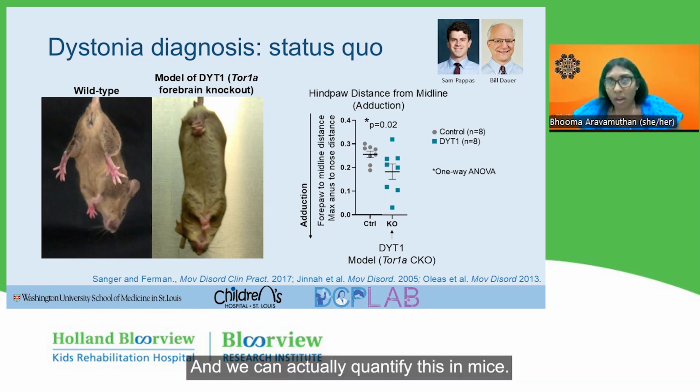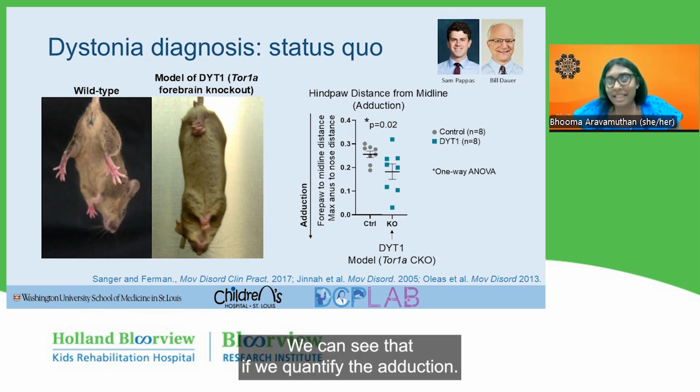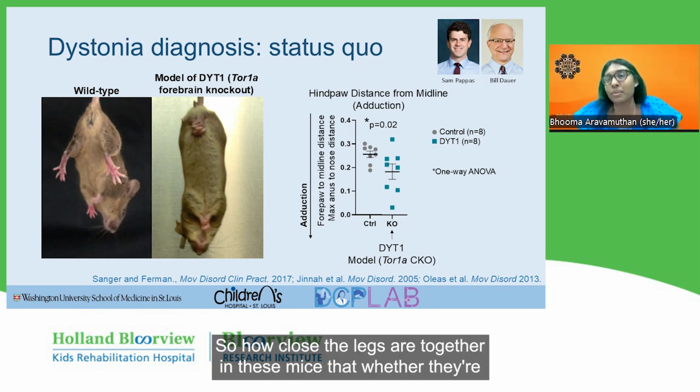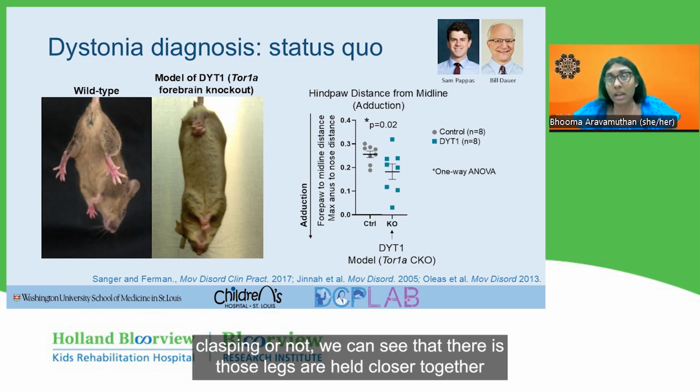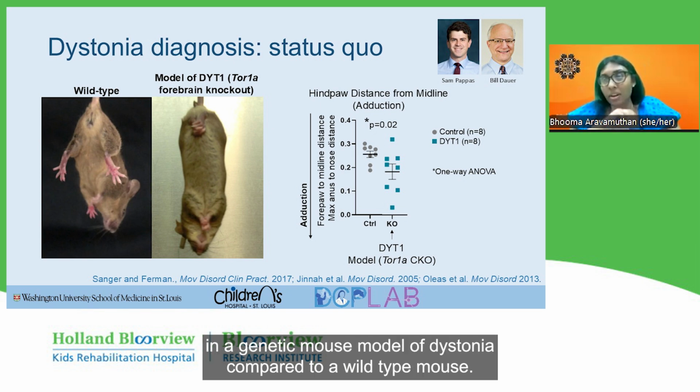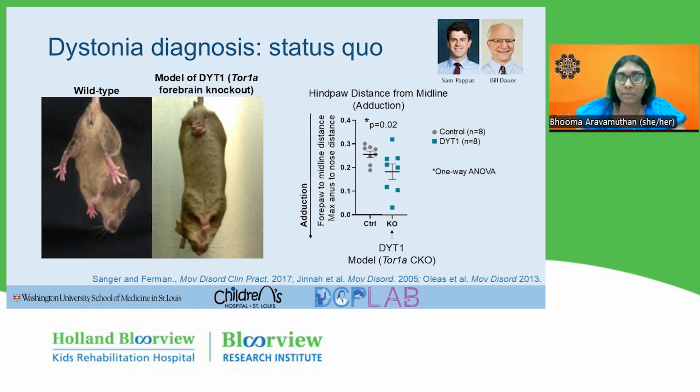And we can actually quantify this in mice. We can see that if we quantify the adduction, so how close the legs are together in these mice, whether they're clasping or not, those legs are held closer together in a genetic mouse model of dystonia compared to a wild type mouse.